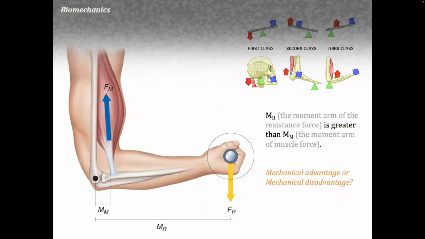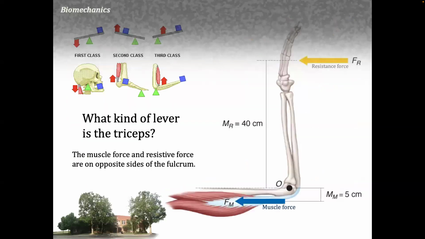And do third class levers have a mechanical advantage or disadvantage? Always a disadvantage. In this case, it's a considerable one. The distance between the fulcrum and the load is really long compared to the distance between the fulcrum and the line of pull of the muscle. So it's a considerable mechanical disadvantage, but it is fast. This is a fast moving body segment.